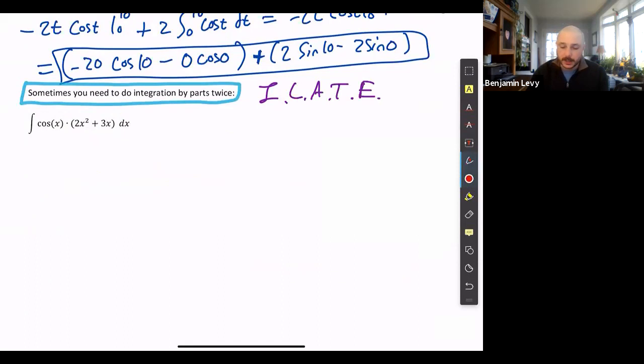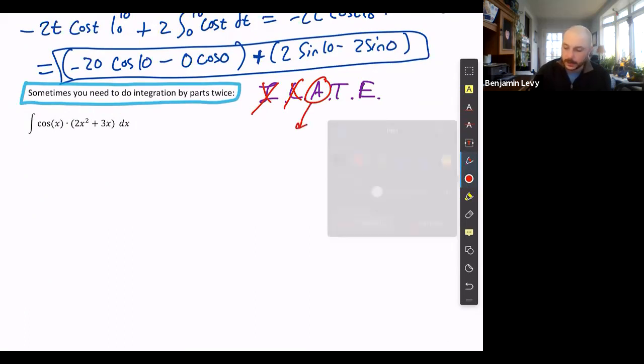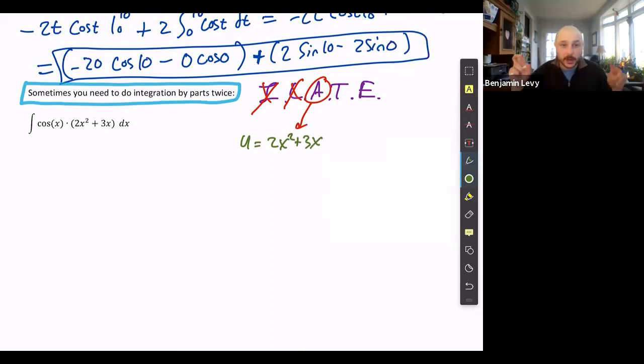I think about the ILATE. It's going to be a again, and the a is the quadratic. So our u in this case is this thing, and it's not going to go away, quote unquote, when we take the derivative. And so dv is cosine. Is that right?